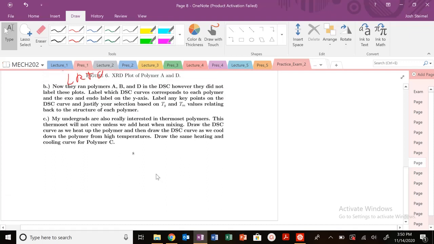All right. So my undergrads are also interested in thermoset polymers. Thermoset will not cure unless we add heat when we mix. So there are the DSC curve as we heat up the polymer.